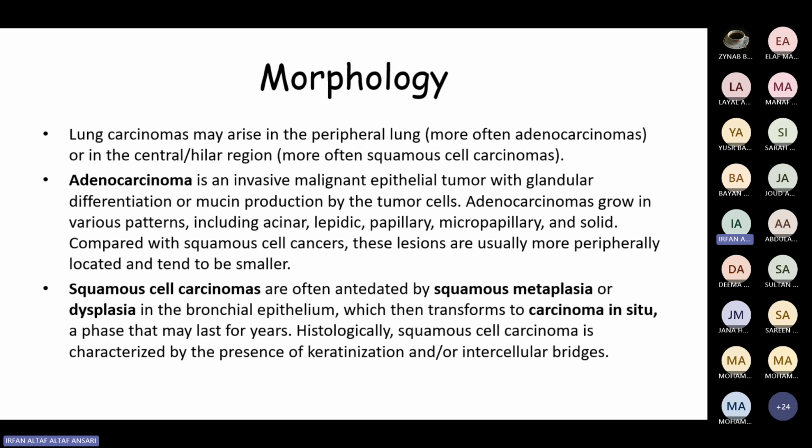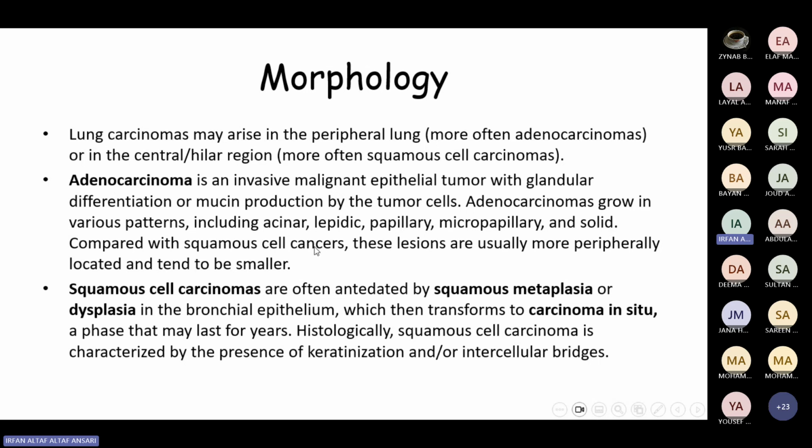So what is adenocarcinoma? It is an invasive malignant epithelial tumor with glandular differentiation. Sometimes it also produces mucin. They grow in various patterns like acinar, lepidic, papillary, micropapillary, and solid. If they look like small glands, we call it acinar. If they line the alveolar wall, we call it lepidic. If they show large papillae, papillary; if very small papillae, micropapillary. If they don't show any pattern, we call it solid.